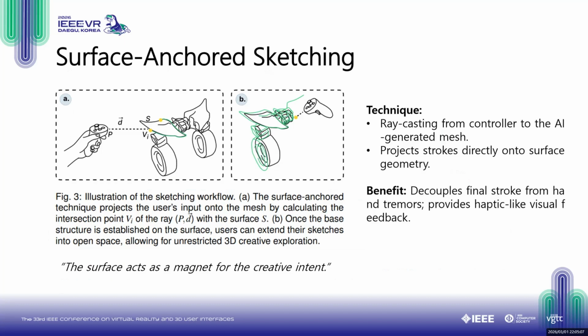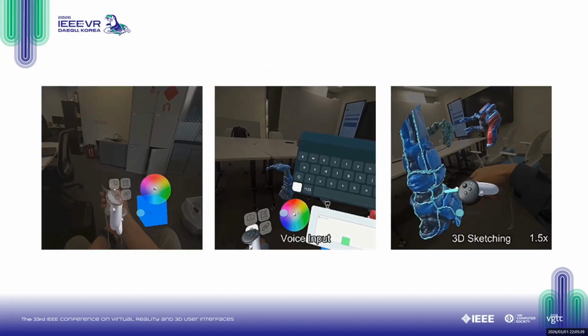When we sketch, we use a technique called recasting. This means your ink doesn't float in mid-air, it sticks directly to the AI-generated model's surface. This separates the drawing from your hand shaking. Even if our hand is not steady, the lines are still smooth on the virtual surface. It feels like the surface is a magnet for our pen.